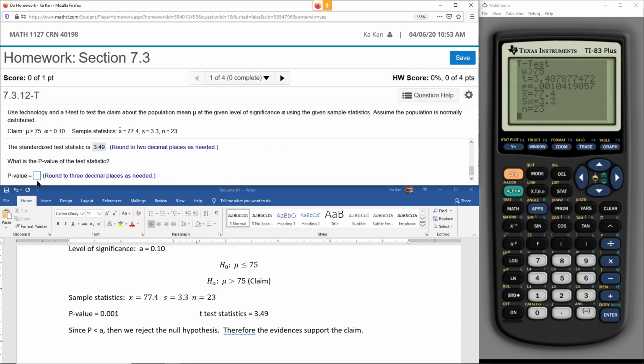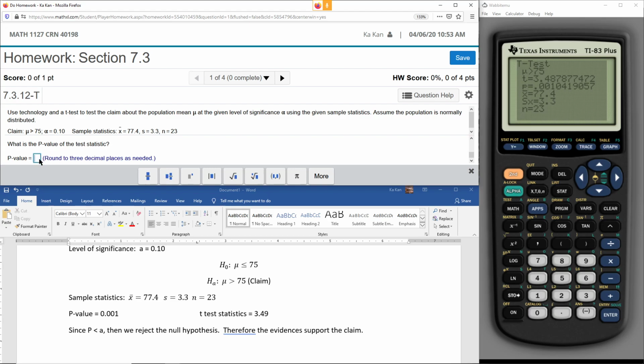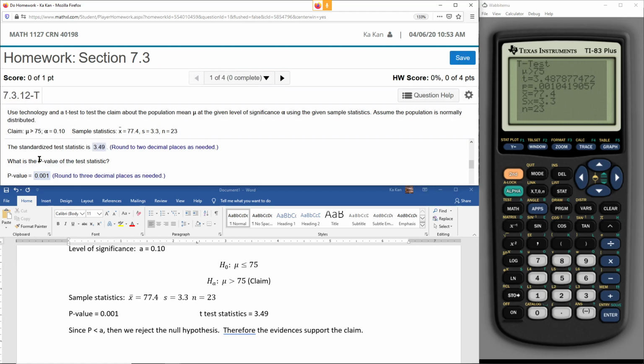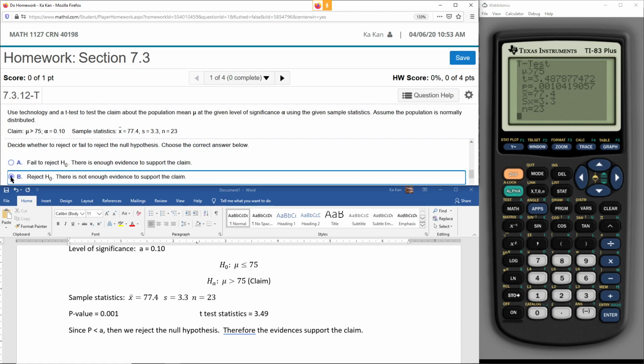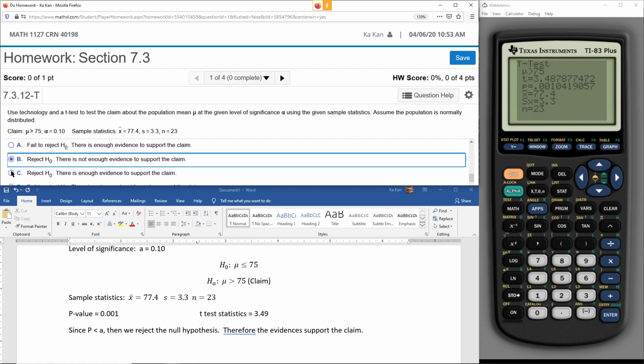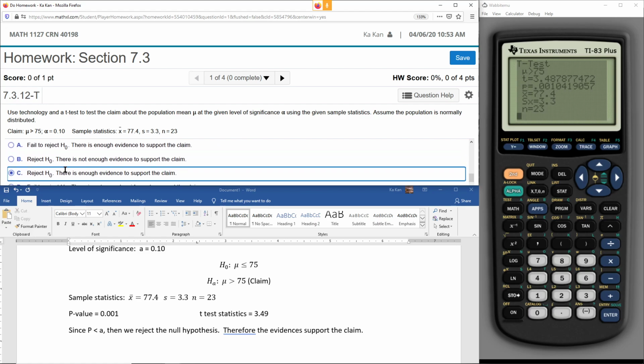And then the next one is the P value, and they want you to round to 3 decimal places, which is what I already have. And then we reject the null hypothesis. That should be this one. We reject the null hypothesis, and there is enough evidence to support the claim.